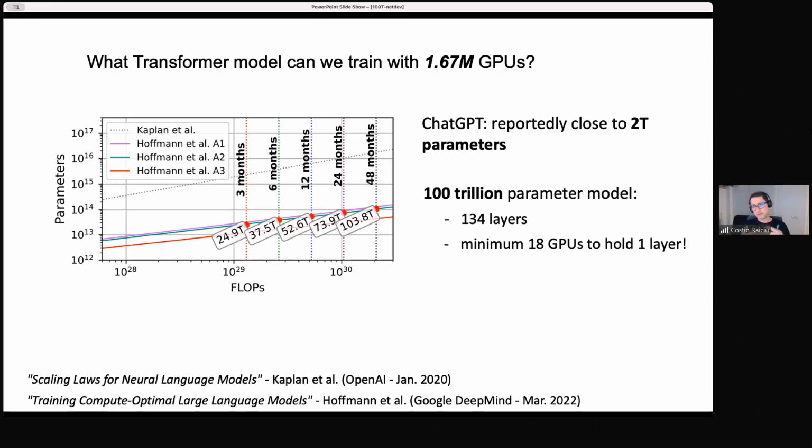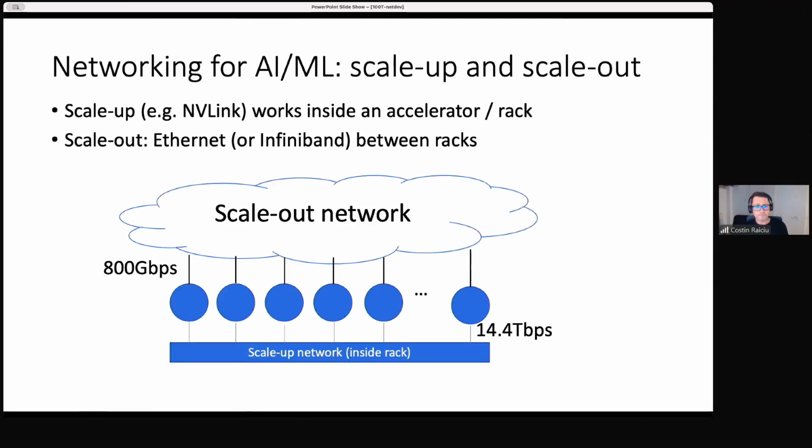So what we then did is said, okay, if you wanted to build this model, how big would the model be? Then you can derive from the literature how many layers this thing needs, and if you want to just load a layer into the GPU's memory, it turns out you need 18 B200 GPUs just to hold one layer. So this will have to be massively distributed for it to work. Okay. So how do you train this?